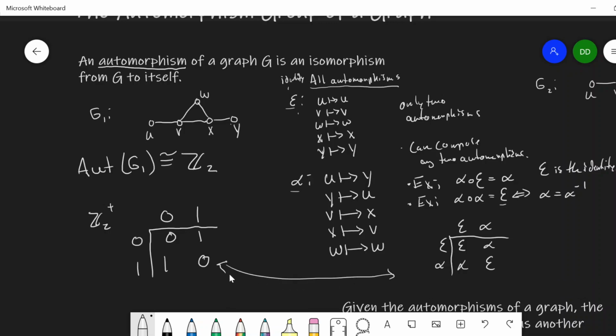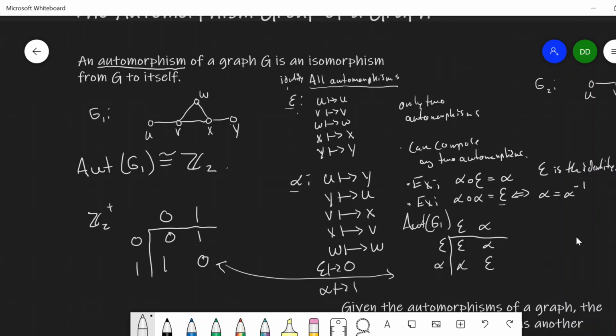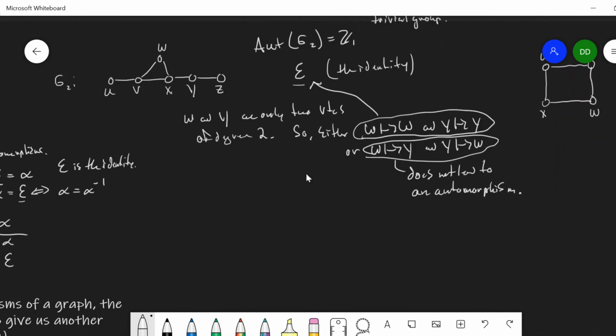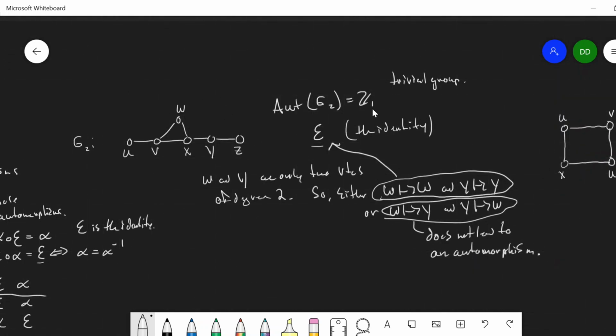We can find a group isomorphism from the integers modulo 2 to the automorphisms of G1. Here epsilon would get mapped to 0, and alpha would get sent to 1. So this is really the same as the integers modulo 2. It's the same algebraic structure. Just like with G2, there were really no automorphisms besides the identity, and so this was the trivial group. It's just basically 0 by itself.